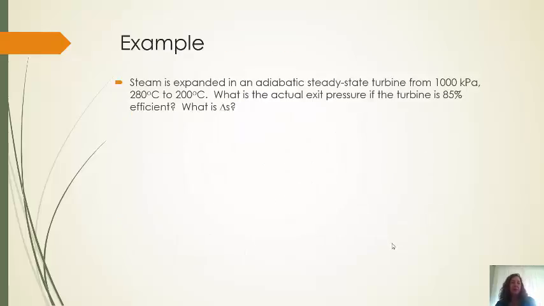So let's look at a turbine. Now in this turbine, we're going to also use process efficiencies. Start introducing those in a little bit better. In this case, I've got steam expanding in an adiabatic, so again, Q is 0, steady state turbine from 1,000 kilopascals and 280 degrees C, so a really high pressure and temperature, to a temperature of 200 degrees C. And what I want to know is what's the actual exit pressure if the turbine's 85% efficient. And then also we'll do an entropy calculation here.